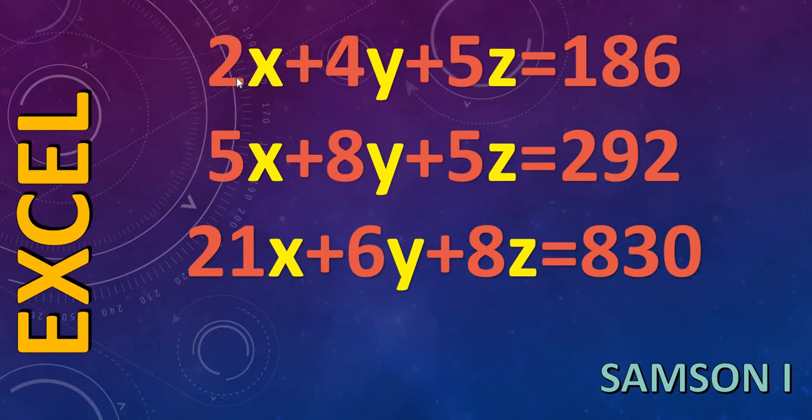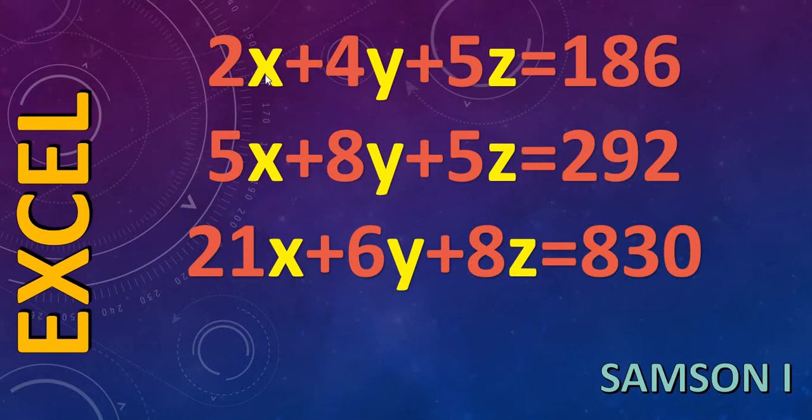For example, for these three equations I have: 2x plus 4y plus 5z equal to 186, 5x plus 8y plus 5z equal to 292, 21x plus 6y plus 8z equal to 830. Okay, what I'm going to do is solve this using the matrix method in Excel. Okay, let's go to Excel.